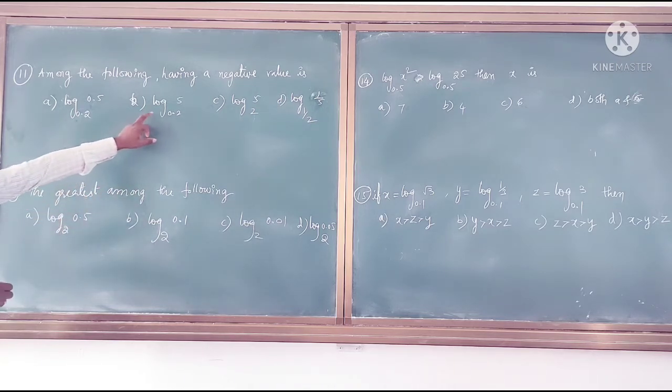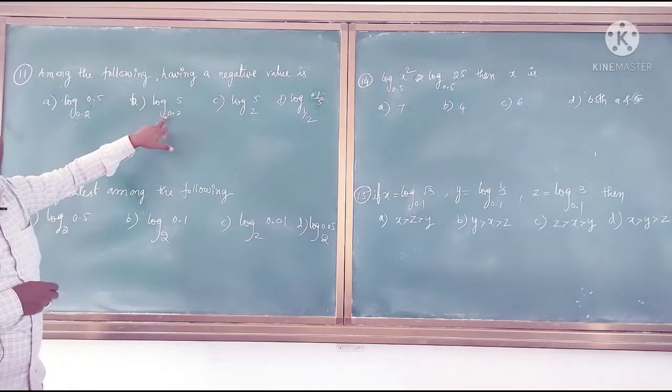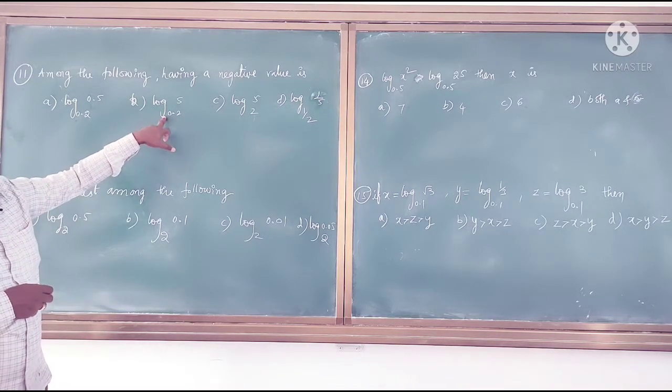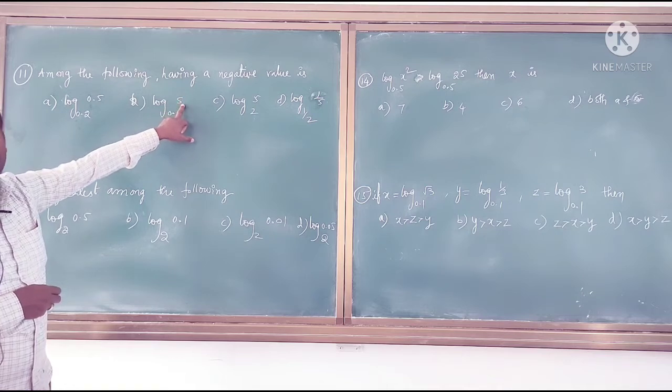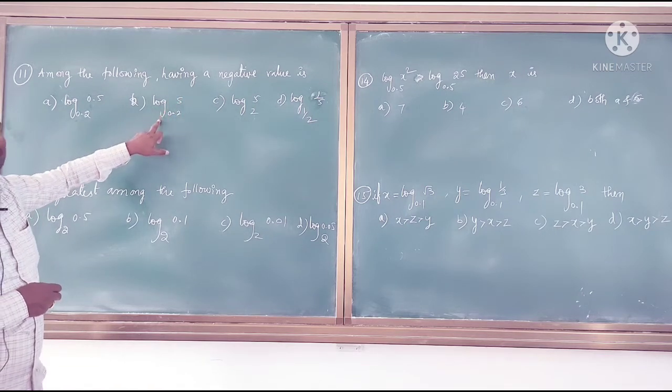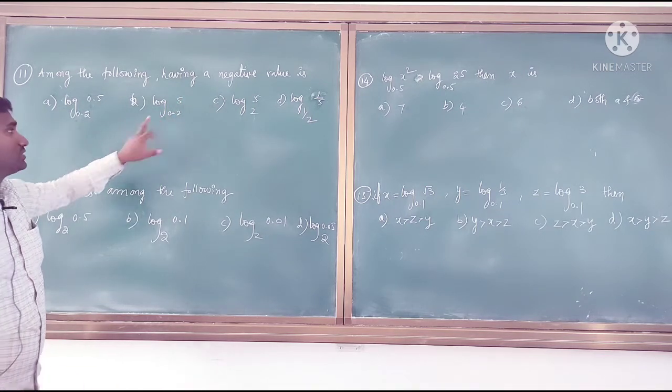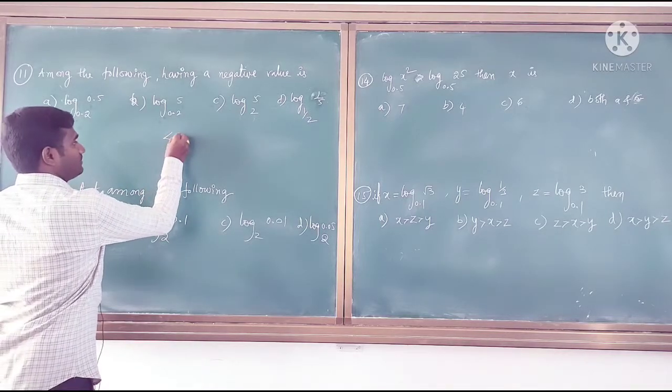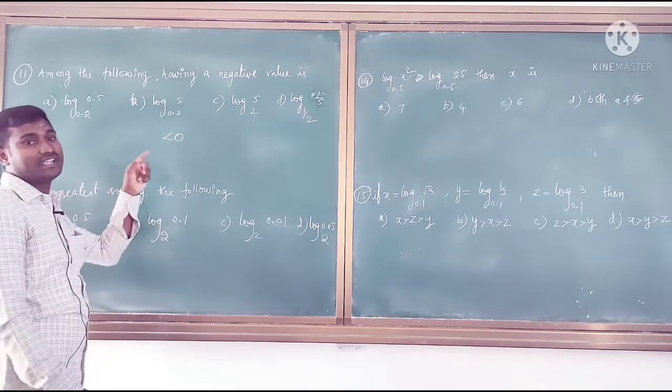Here x is greater than 1 and the base lies between 0 and 1. This 5 is greater than 1, and this base lies between 0 and 2. So this value is less than 0 only. That means negative.